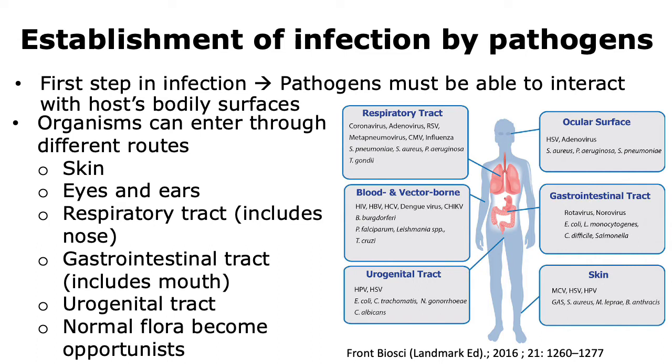And finally, our body has a lot of bacteria that normally stay and they form our normal flora. When there is a change in circumstances or conditions in the body, these normal flora, or these normal organisms that reside with us, can become opportunists and cause infections.